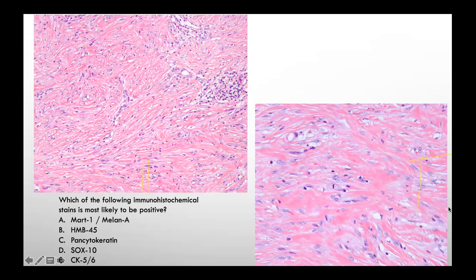So what do you think? You can just shout the answer. You can just type it in the chat box. So do you know the diagnosis? We get answers of between B and D. Any more answers? Just type what you think, if you had it in the exam, what you would put. Yes, it is actually D. It's SOX10. So do you know what the diagnosis is then?